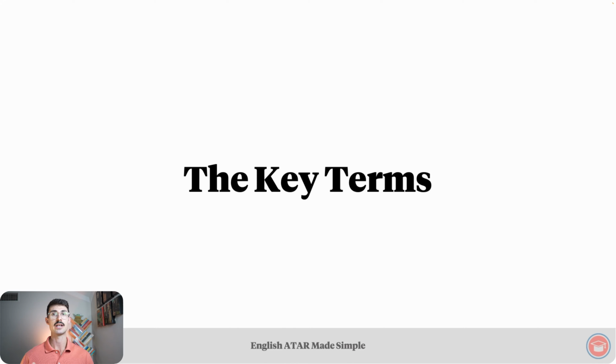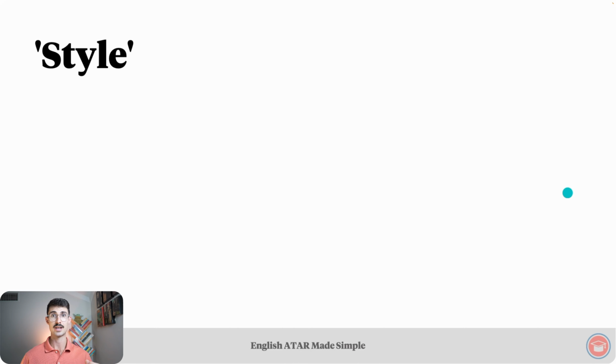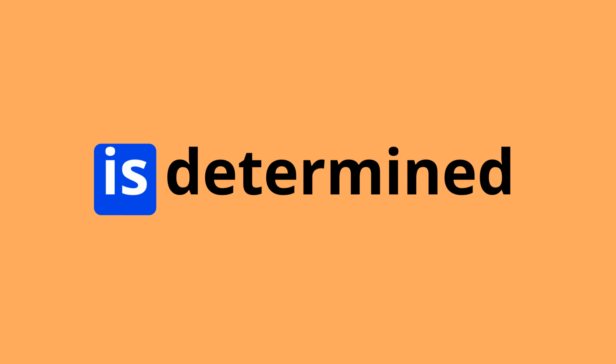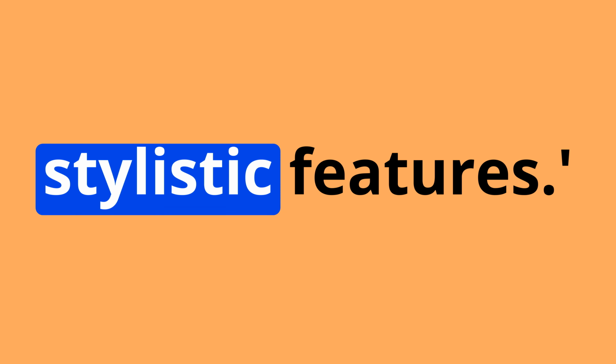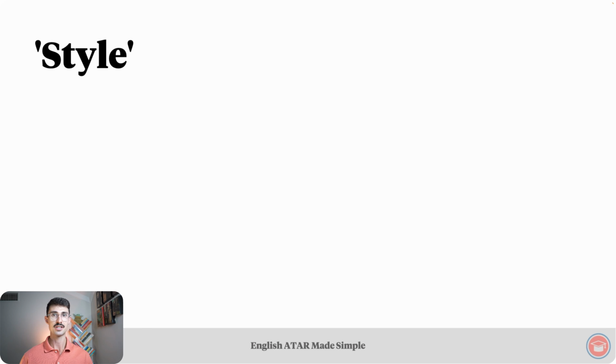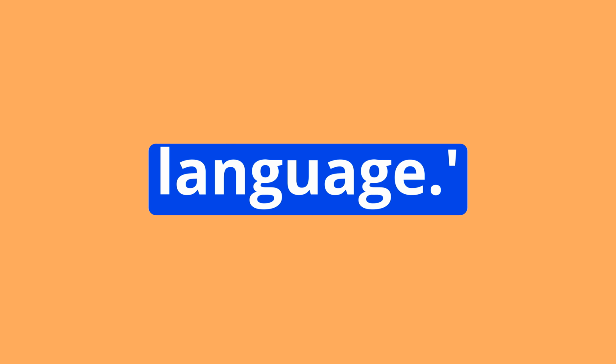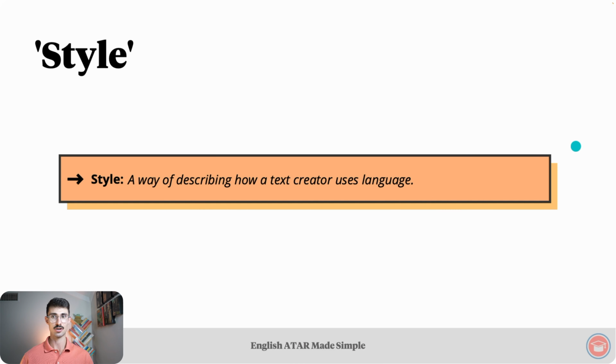The key terms. Let's figure out what each concept means, starting with style. What is style? Page 34 of the 2021 Good Answers book states that the style of a text is determined by the choice of particular stylistic features. The Oxford Dictionary of English just defines style as a way of using language. The definition we're going to go with is a way of describing how a text creator uses language.